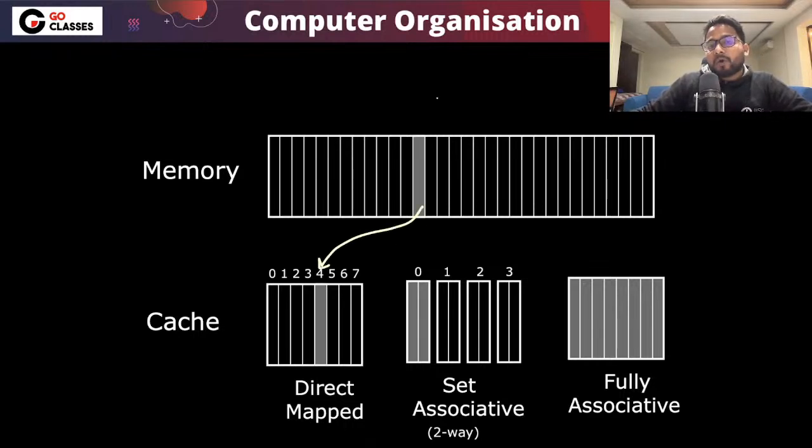Given the block number, can you tell me how to calculate the line number? Divide by, I mean, mod by the number of lines, right? The number of lines that is there in the direct map, right?